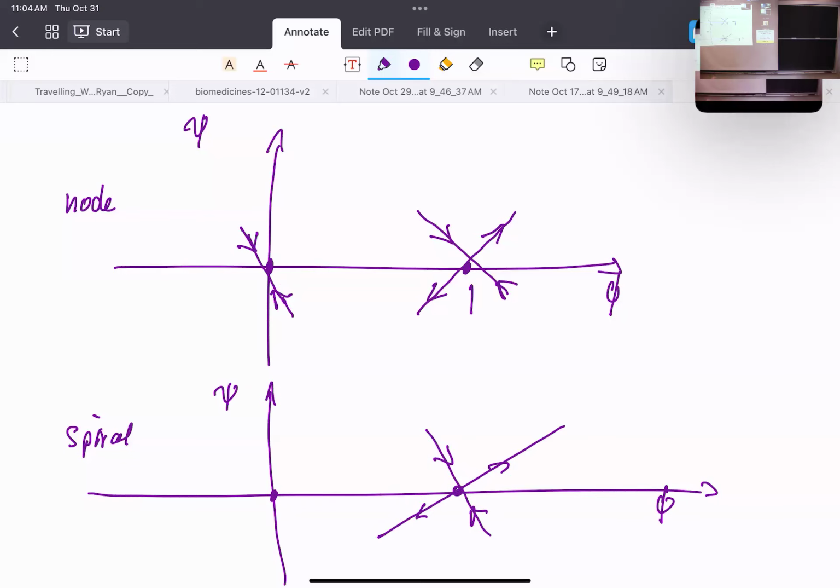Actually, if you do the linearization and compute the eigenvectors, you find that the node is actually oriented like this. So the 2 stable directions are in the same quadrant. But it's still a node. For the spiral, it looks like this. It goes in.